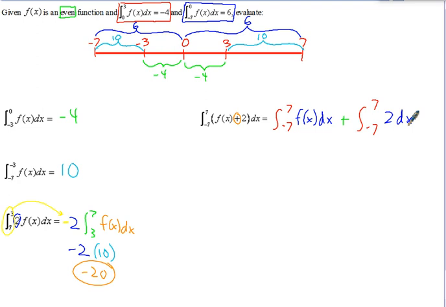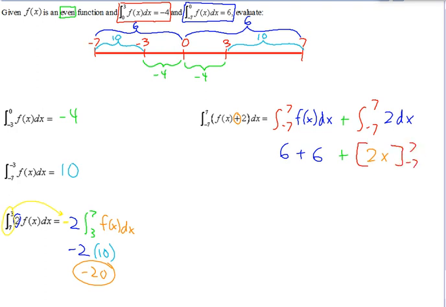So negative 7 to 7 of f of x. Well, there are different ways to get that, but you can add up the small ones. You could have all these little ones, but it's easier to just add 6 plus 6. And then this one is just a simple integral. When you integrate 2, you get 2x evaluated from negative 7 to 7.